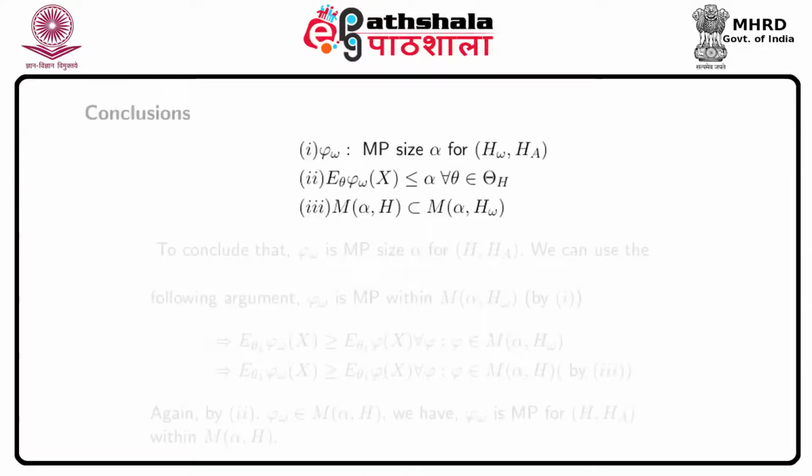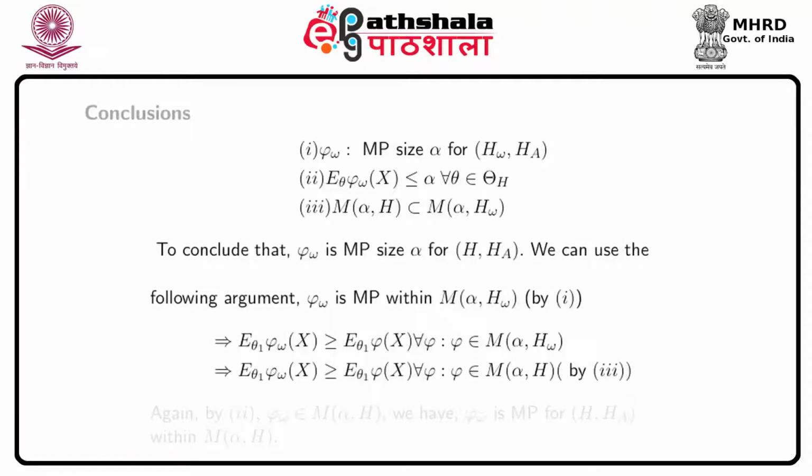So our conclusion is: number 1, φ_w is the most powerful size α test for testing H_w against H_A. Number 2, E_θ of φ_w(x) is less than or equal to α for all θ belonging to Ω_H. Number 3, M(α, H) is a subset of M(α, H_w).